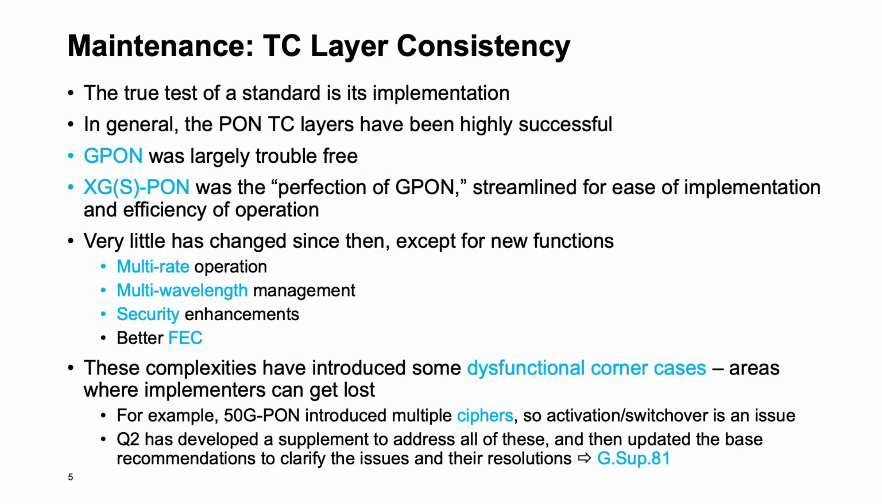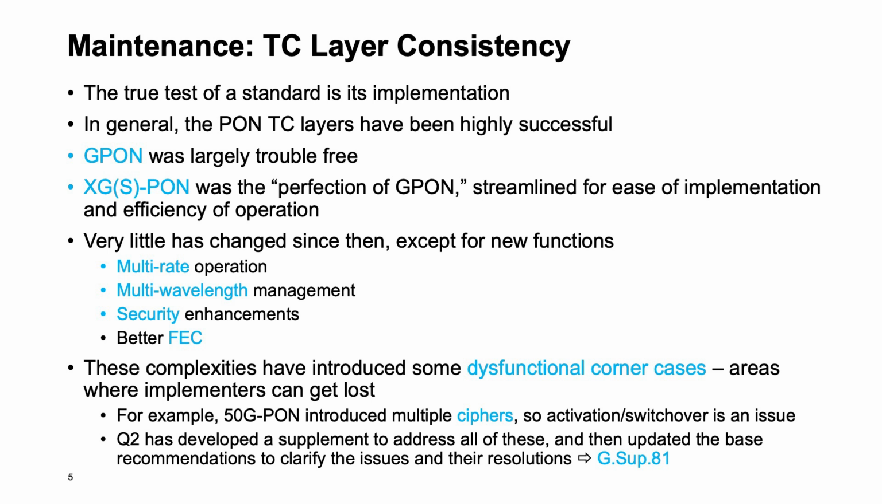So in terms of the maintenance work that we're doing, you don't really find out how good your standards are until people start to implement, and then you realize that maybe something can be read two ways by different implementers. So we have to go and fix those issues. XG-PON itself was fairly trouble-free. XG-PON was kind of perfected XG-PON, so improved some of those things and streamlined the way things were done. Very little has changed since those days.